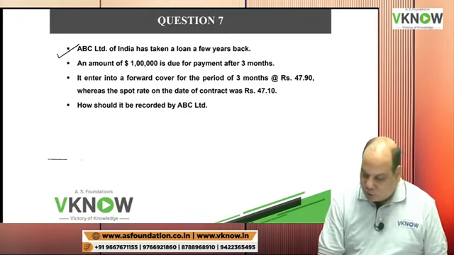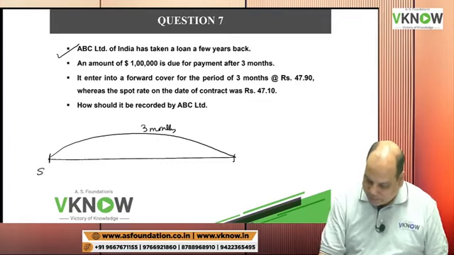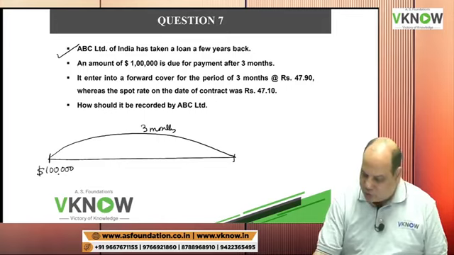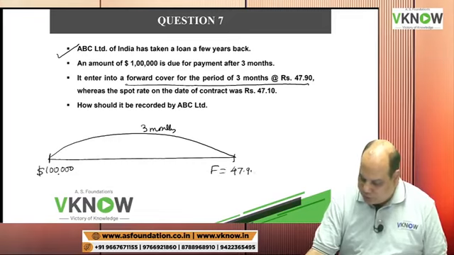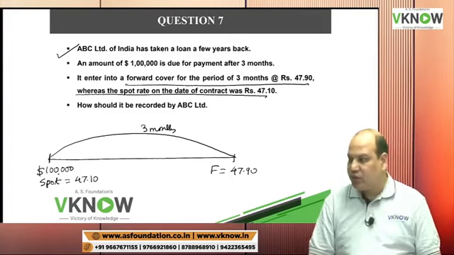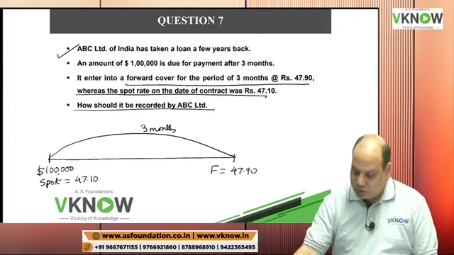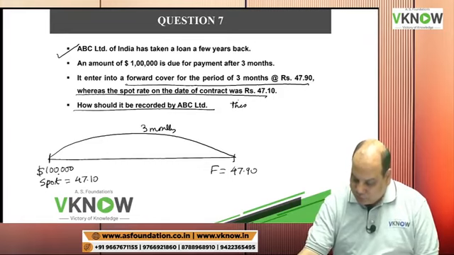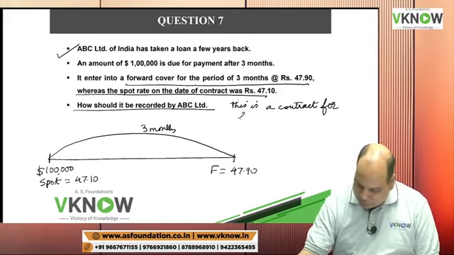ABC Limited has taken a loan a few years back. An amount of $1 lakh is due for payment after 3 months. It enters into a forward cover for a period of 3 months at 47.90, whereas the spot rate on the date of contract is 47.10. How should this be recorded by ABC? So first of all, you should mention that this is a contract for hedging.